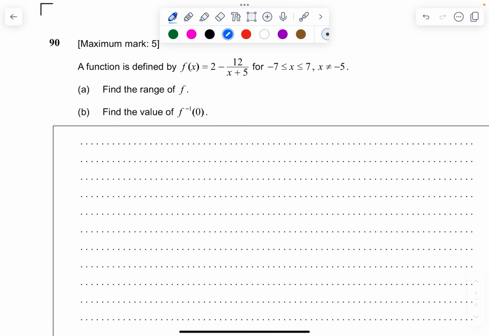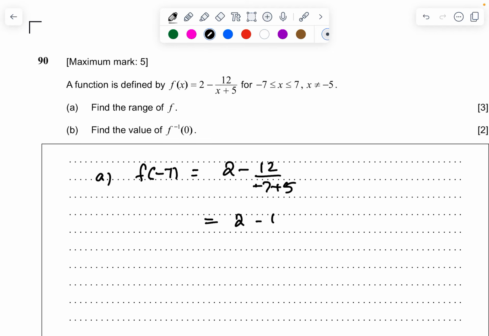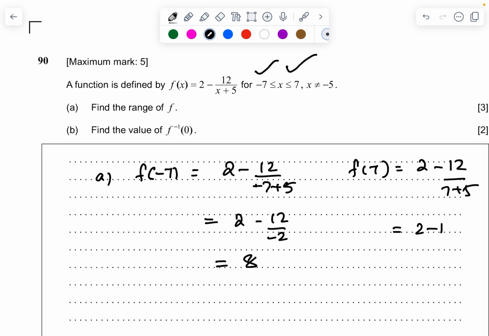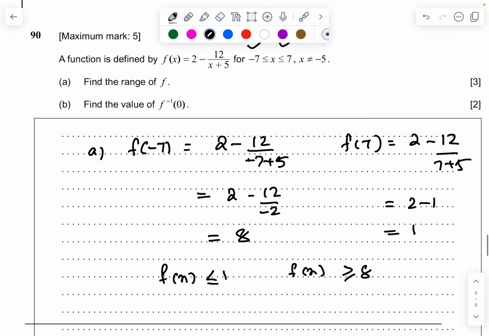And finally, question number 90. The function f of x is given. Find the range of f. Substitute negative 7. You should be getting 2 minus 12 upon negative 7 plus 5, which is 2 minus 12 upon minus 2, which is going to be 8. And substitute 7: 2 minus 12 upon 7 plus 5, which is 2 minus 1, which is going to be 1. So f of x is less than or equal to 1 and f of x is greater than or equal to 8. That's going to be the range.